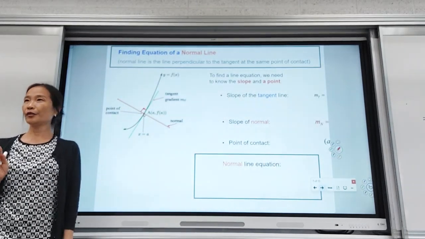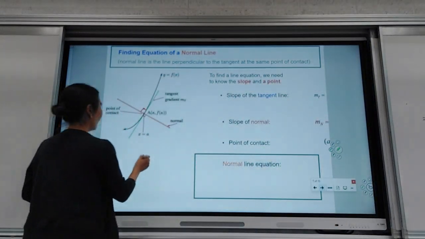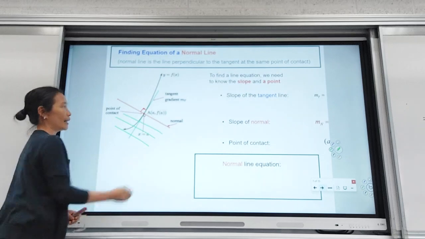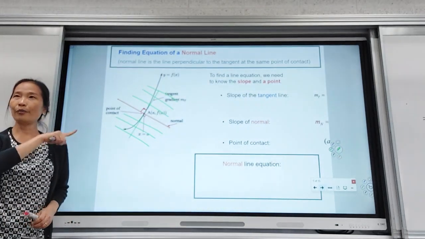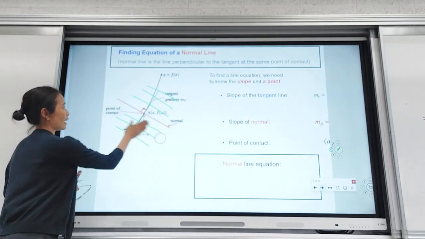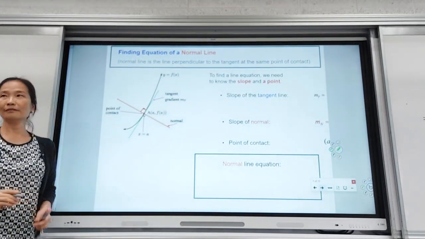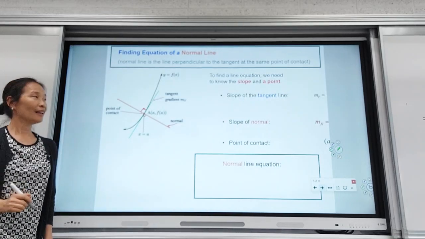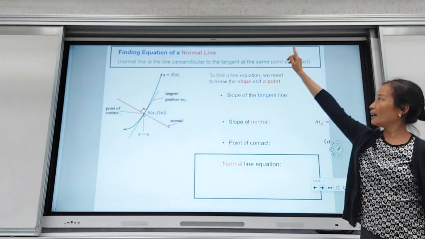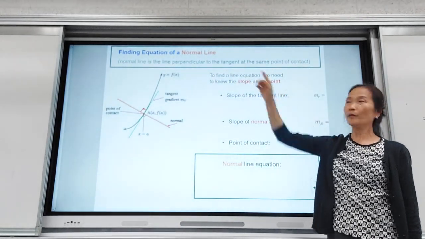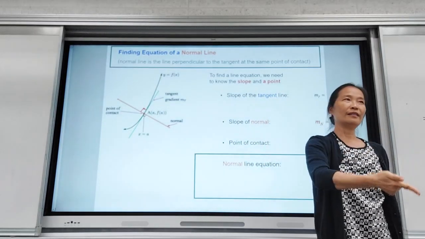Not just perpendicular to the tangent, because I have so many lines perpendicular to the tangent. All these lines are perpendicular to the tangent, right? Which line is the line of normal at that point? Only this one, because it needs to pass through the same point. Are you with me? So, in order to find the equation of the normal line, we also need to find the slope and the point.